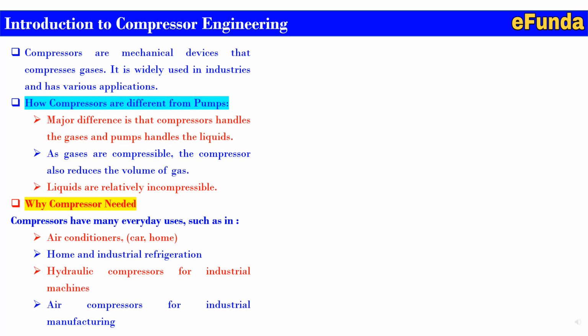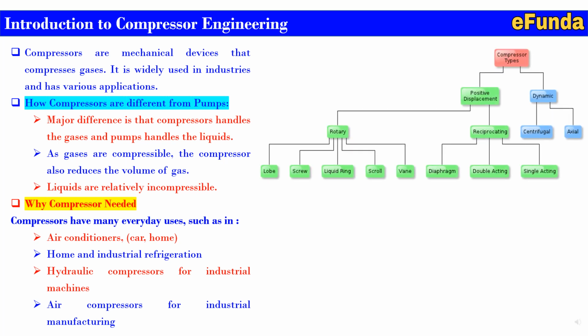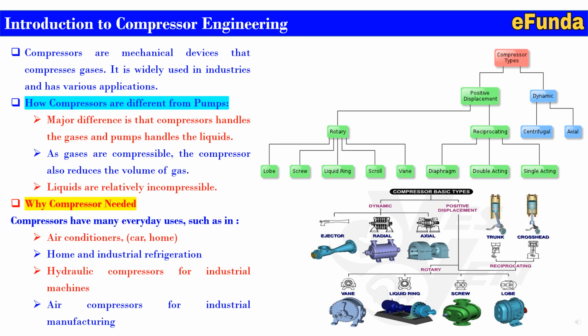Now, so as to understand their various types, one can refer to the image where compressor types are defined, and another figure where compressor basic types are shown. Mainly the compressors are divided into positive displacement and dynamic type. Further, positive displacement is categorized into rotary and reciprocating. Reciprocating is further divided into diaphragm and double acting. Similarly, rotary will be lobe, screw, liquid ring, scroll, and vane type, and one can see their usages and typically what their construction assemblies are. We will see more about the compressor and its details.